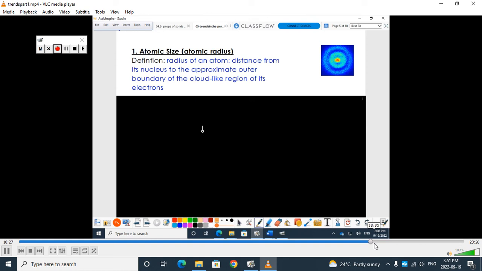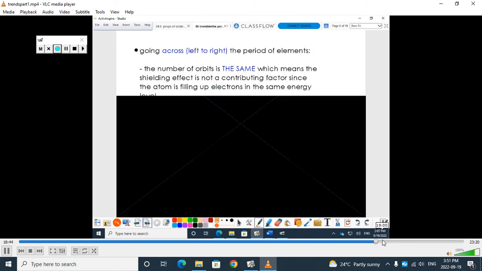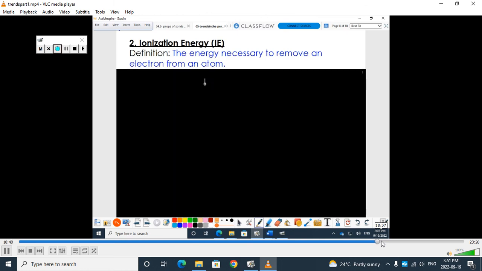Once you've got that down, I want you to turn the page and find number 2, which is ionization energy. So we're going to start with this one, again, because I think it's easiest to correlate with atomic size. The energy necessary to remove an electron from an atom. So if it requires a lot of energy to remove an electron, then that is not going to be easy to do, and the atom will not want to lose electrons.